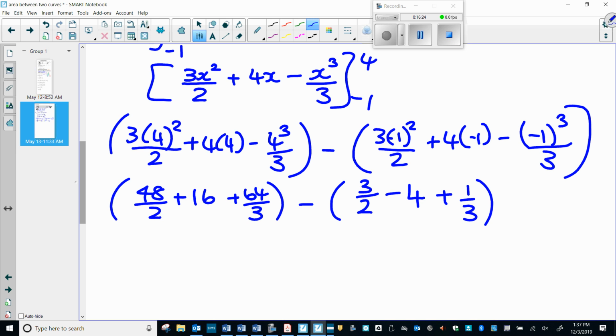So what's 48 divided by 2? Well, we've got 48 over 2 minus 3 over 2, so they already have the same denominator. 48 over 2 subtract 3 over 2 is 45 over 2. And then you've got 16 take away negative 4, which is 20. And then 64 over 3 subtract 1 over 3 is 63 over 3.